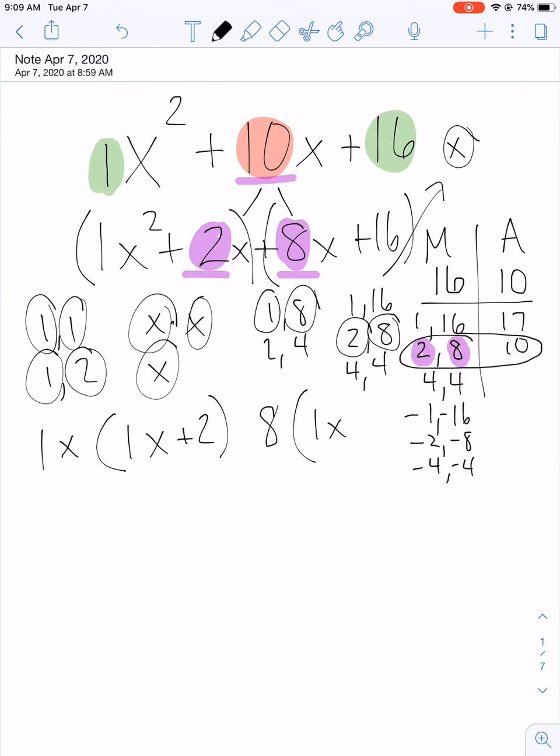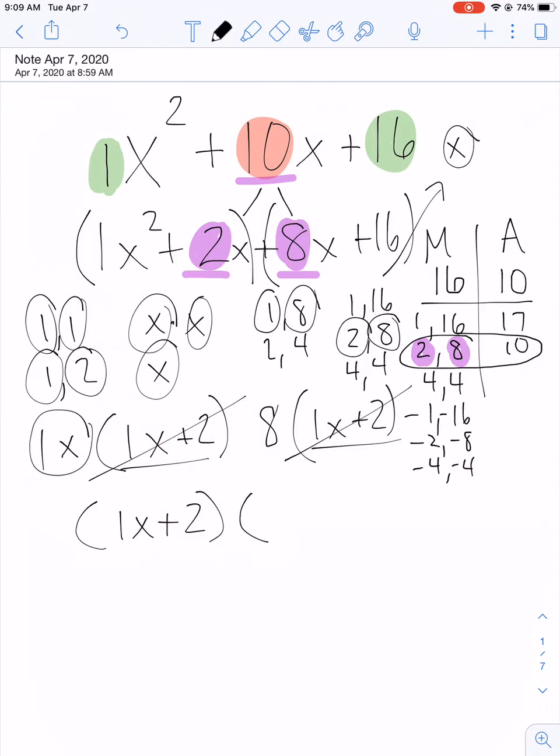Now if you do this correctly, these should be the same. If they're the same, we're going to write it out in front. I'm done with these. And now we just check what's left over. Well, 1x plus 8. And there you go. You factored it.